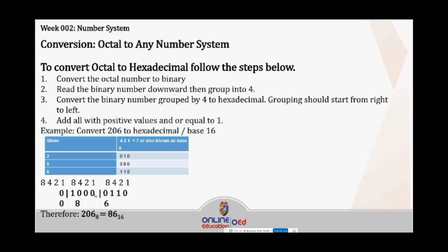Next, these are all zeros. Okay, it's aligned with 1, 2, and 4. So since these are 0, I'm going to not reject this one. So 1 is the true, which is 8. So I'm just going to copy 8. And this is 0, which is aligned in 1. So therefore, this is 0. So therefore, 206 base of 8 is equivalent to 86 base of 16.